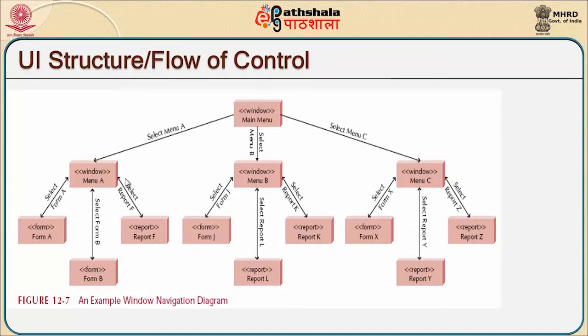This is the user interface structure and flow control, where we have a main menu. As I've already said, within 3 mouse clicks I should reach my destination. So main menu, selecting a menu A, which is another window, and selecting a form A, B, or I have to go for a report. Likewise, within 3 clicks I might have to reach the destination. If it takes more than that, the patience level of the user might go off.